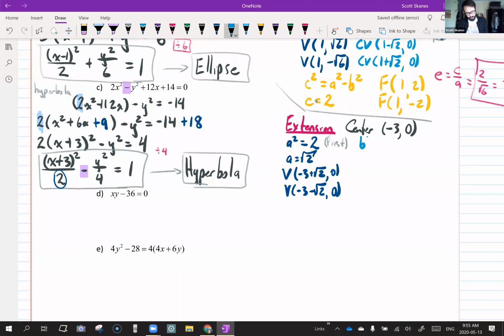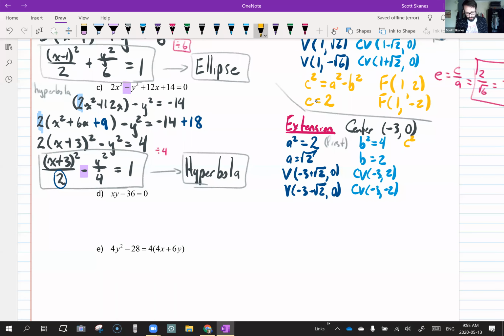What about b squared? B squared must be 4. That means that b is 2. So I go up and down from the center to get my covertices. -3 and 2, -3 and -2. Again, up and down. You don't need a sketch for this if you understand the question. If you don't understand the question, you need to go back and do more practice.